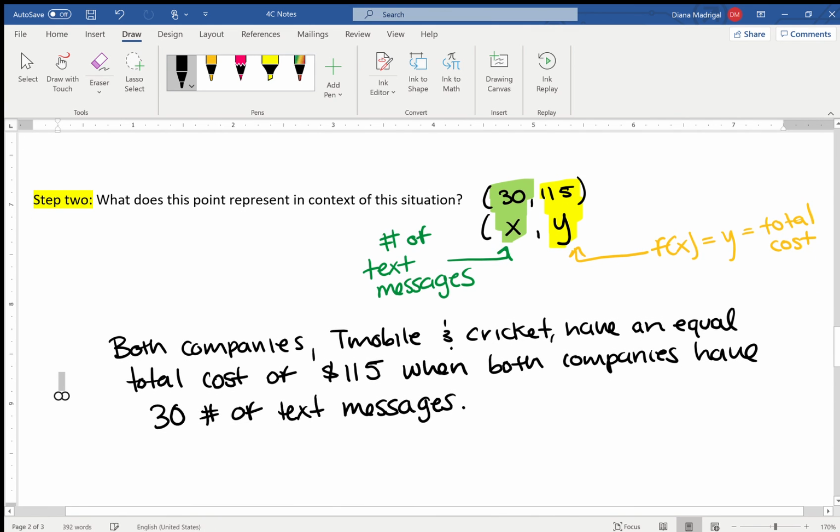Okay, so for both companies, the key word here is that I need to see that you're talking about both, that you understand the solution is talking about both equations, both problems. So in this case, it was talking about both companies. That means both of them will have the same total cost of 115 when both of them have the same amount of text messages, which is 30.